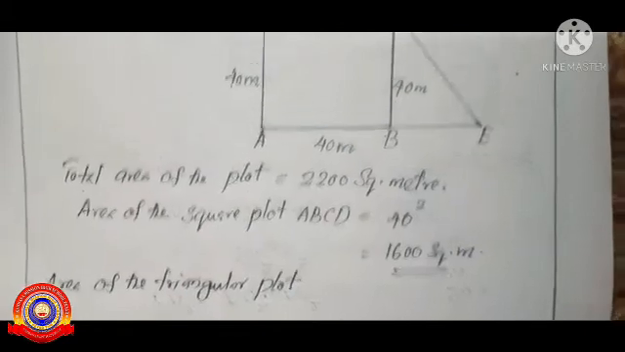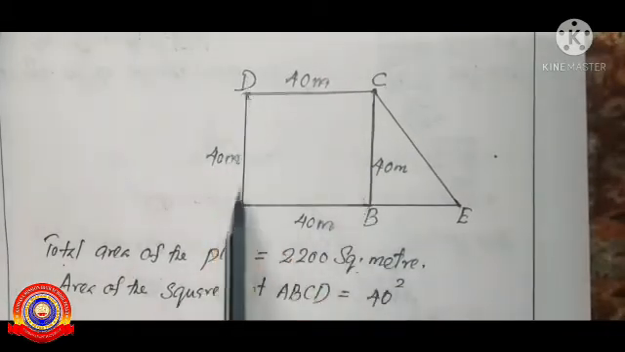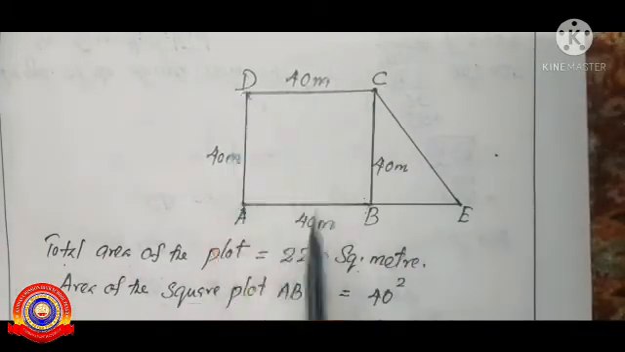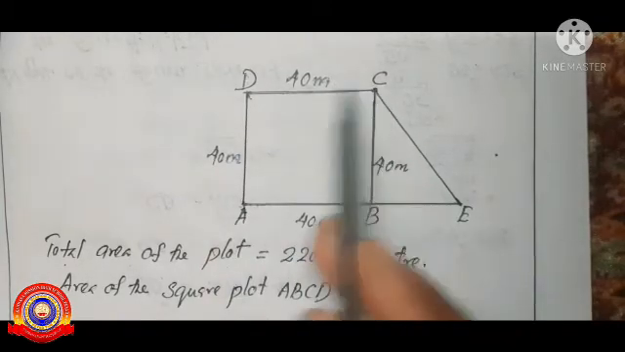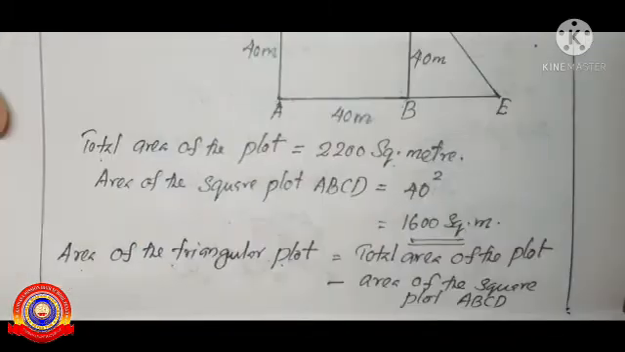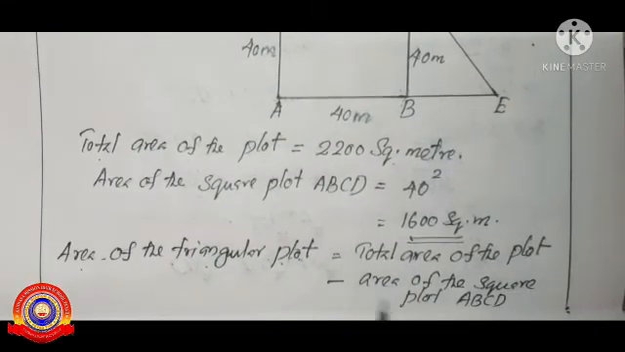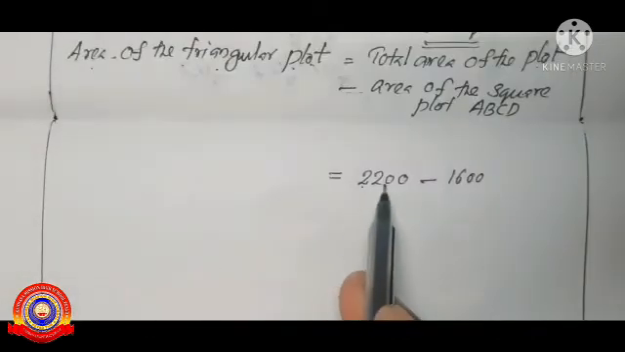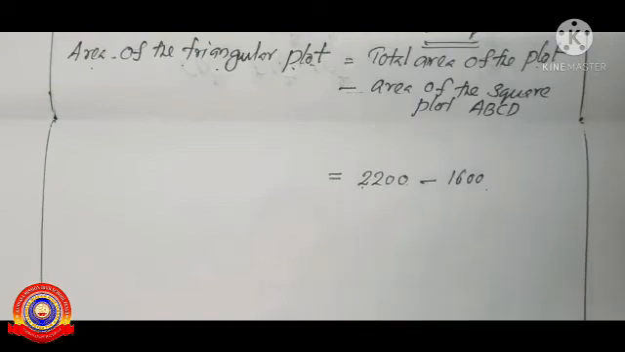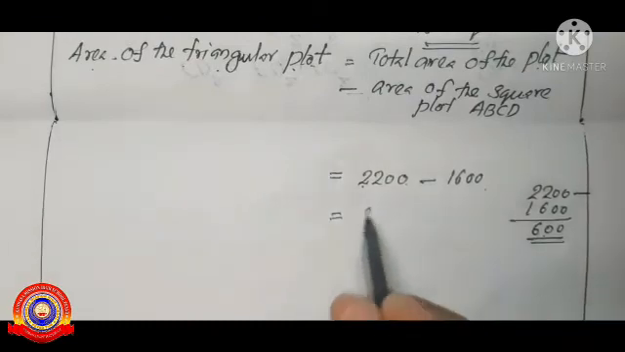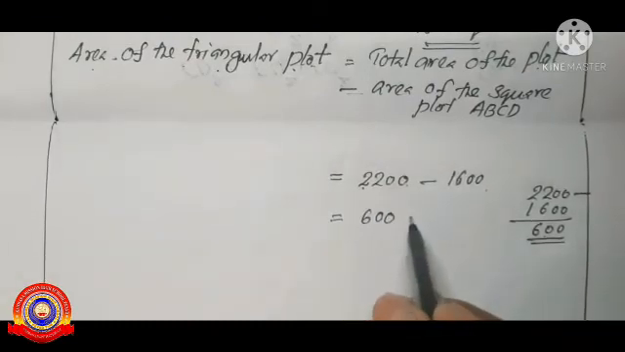Next we have to find the area of the triangular plot. Area of the triangular plot is the difference of the area of the square plot from the total area of the plot. That is, area of the triangular plot is equal to total area of the plot minus area of the square plot. Total area of the plot 2200. Area of the square plot 1600. Then area of the triangular plot is equal to 2200 minus 1600, which is equal to 600 square meter.